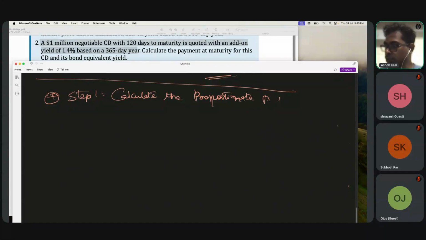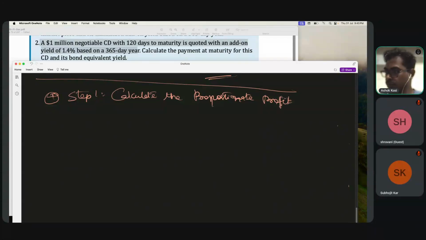Calculate the proportional profit. Spelling is wrong. For 365 days, it is 1.4%. So what will it be for 120 days? Calculate the proportional profit.